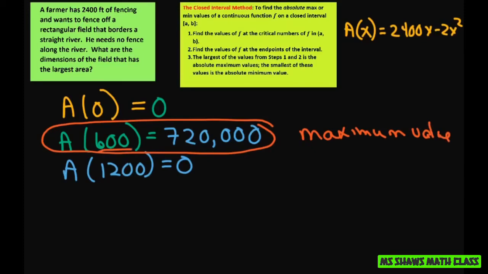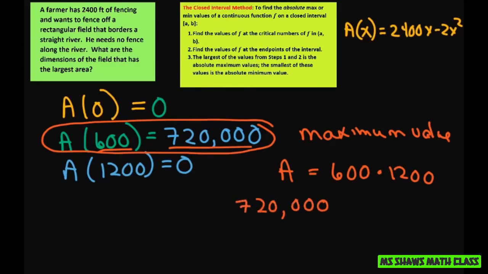At x equals 600. All right. So if x is 600, then the other part's going to be 1,200, because you're just going to divide this by 600, and that's going to give you your 720,000. And that's it.